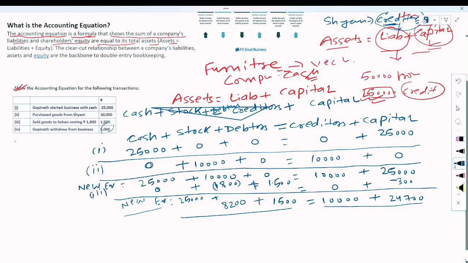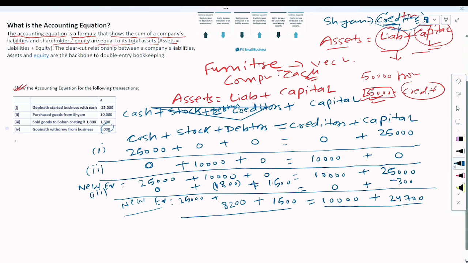How much is the balance here? 25,000 plus 8,200 plus 1,500. If you calculate this, what will the total value be? 25 plus 8 is 33,200, plus 1,500, 34,700. Here 24,700 plus 10,000 is 34,700. It means our equation is correct.